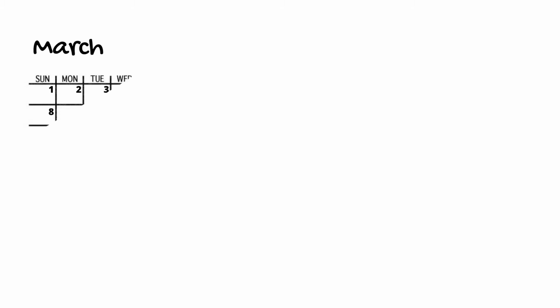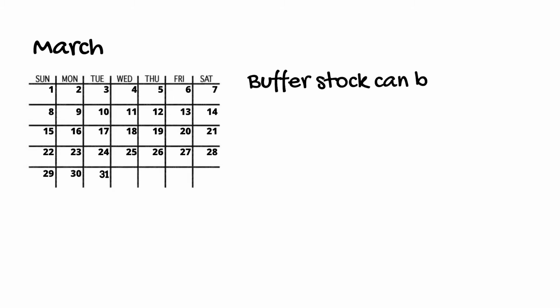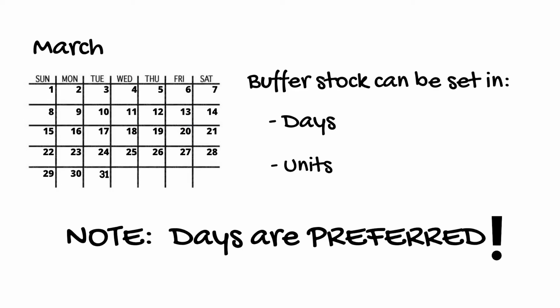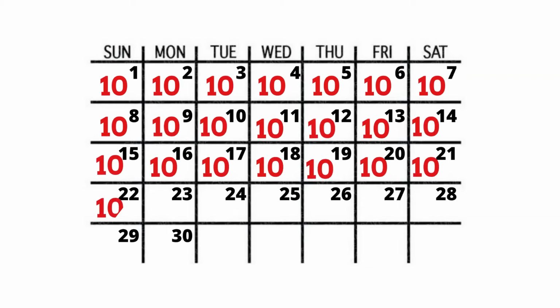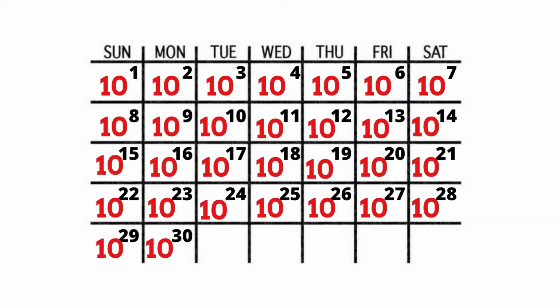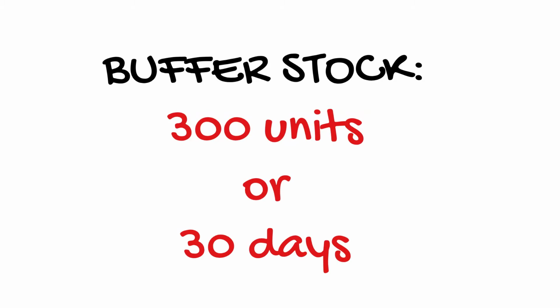Let's look at how this works. Buffer stock can be set in number of days of inventory based on current sales velocity or in number of units. But days is highly preferred as your inventory will fluctuate based on your sales velocity. For example, if you set your buffer stock to 300 units and you're selling 10 units a day, your buffer stock will be 30 days.